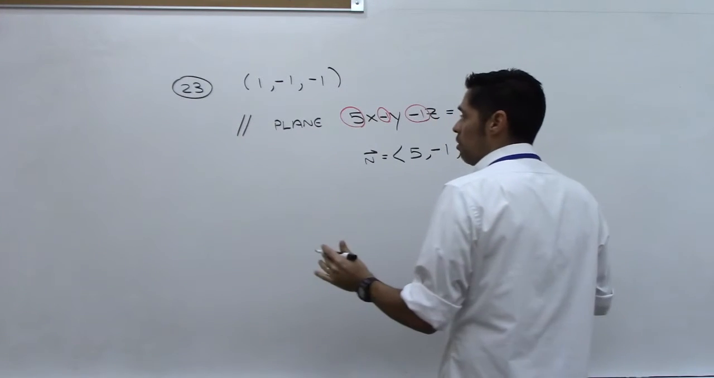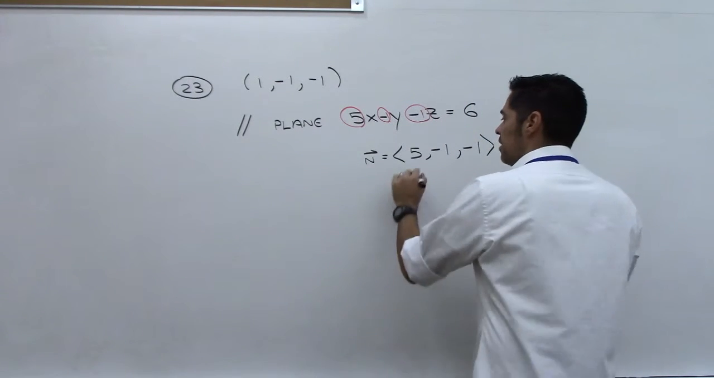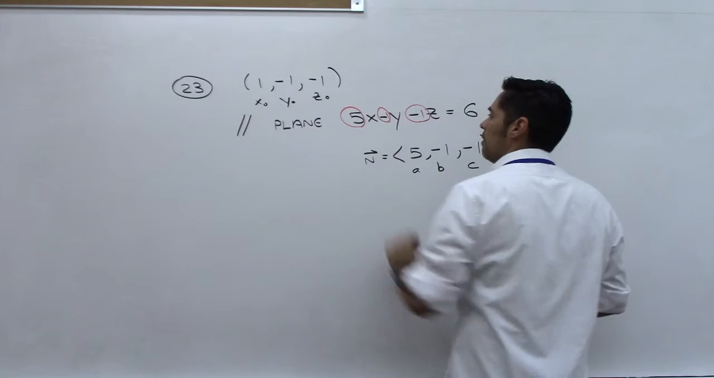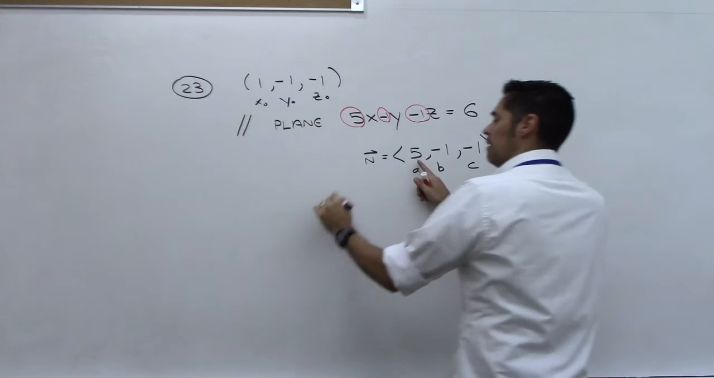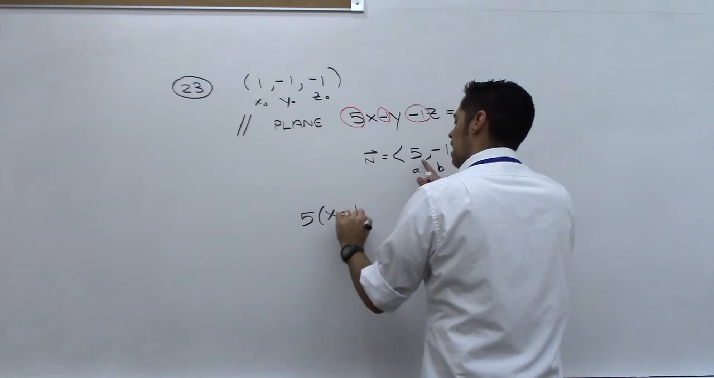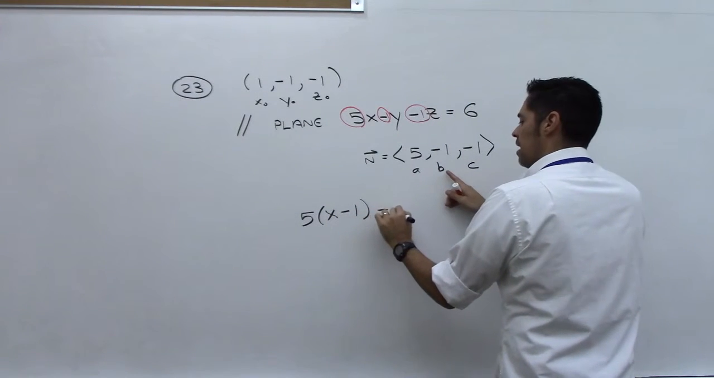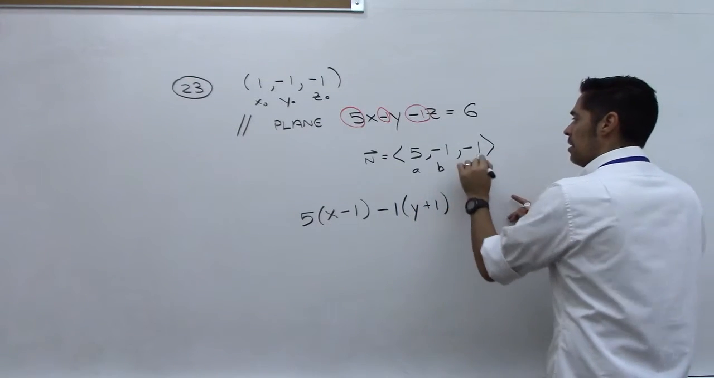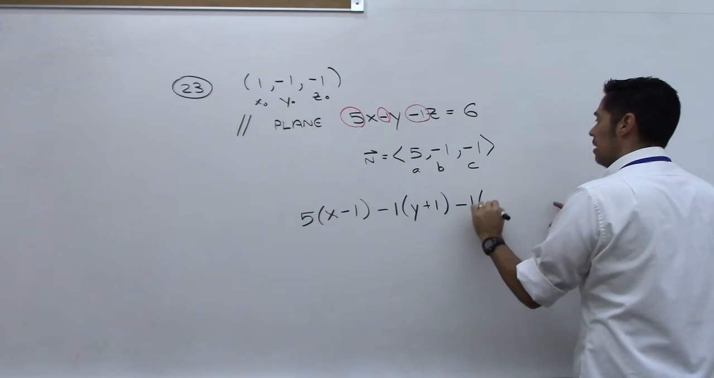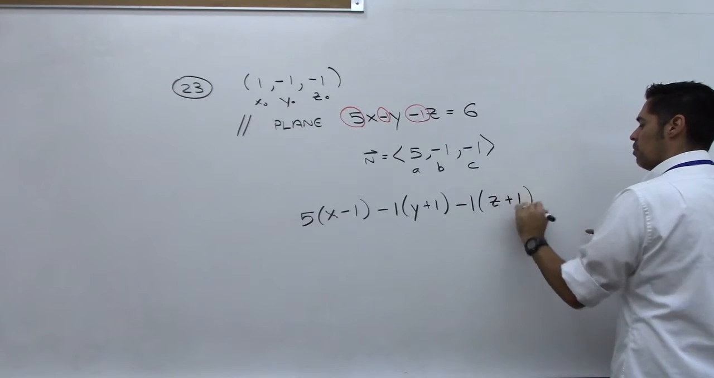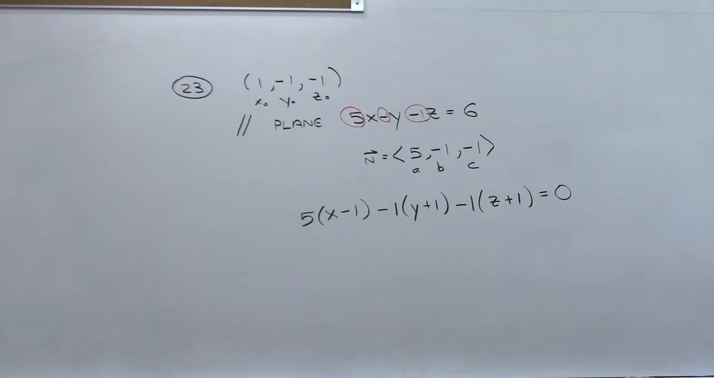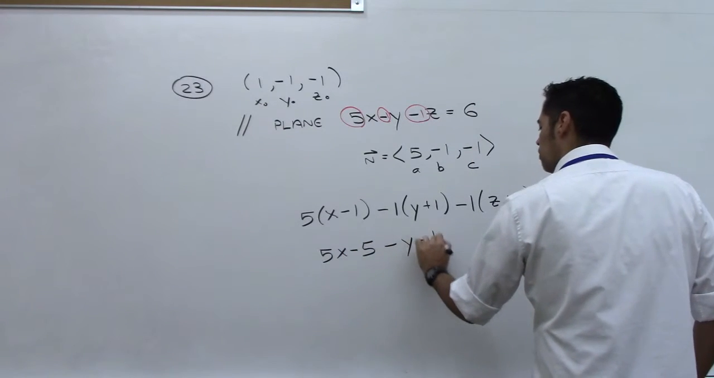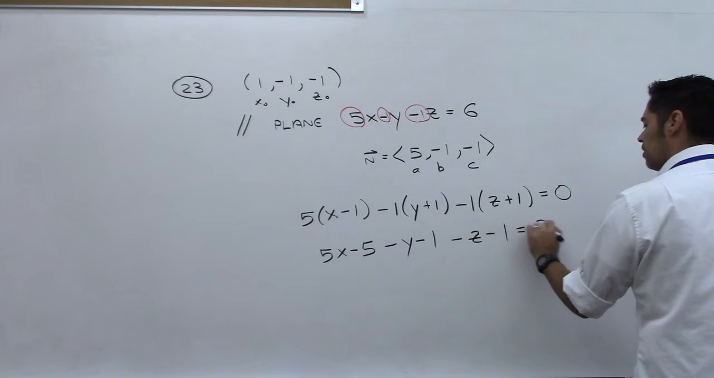So let me do this kind of quick. I'm going to use the formula, right? This is a, b, and c. And then this is our x naught, y naught, z naught. And I'm just going to do it all together at one time. So 5, and then x minus x naught plus b, but it's -1, and then y minus y naught, but that's +1, and then c, which is -1, and then z minus z naught, but that's z plus 1, so that's equals 0. Distributing through, 5x minus 5 minus y minus 1 minus z minus 1 equals 0.